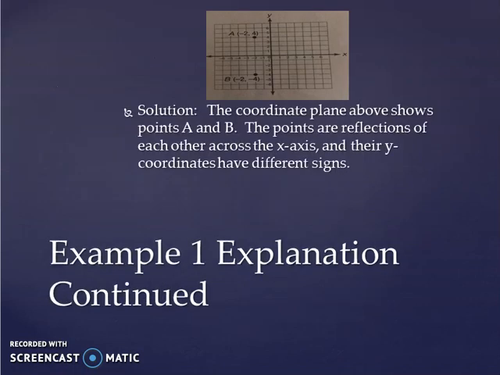So our solution for this particular problem would be: the coordinate plane above shows points A and B, and the points are reflections of each other across the x-axis, and their y coordinates have different signs.